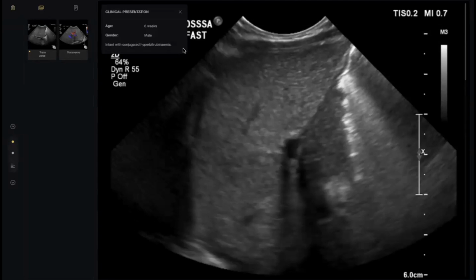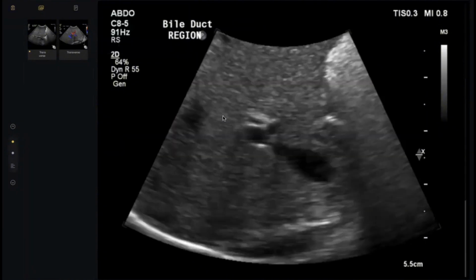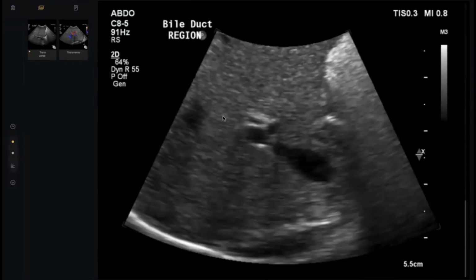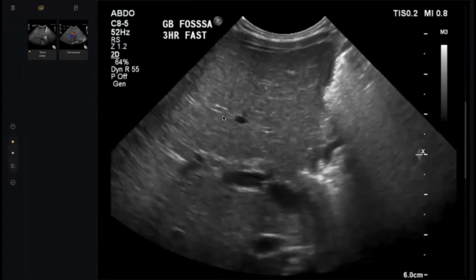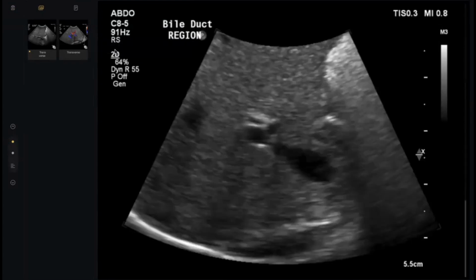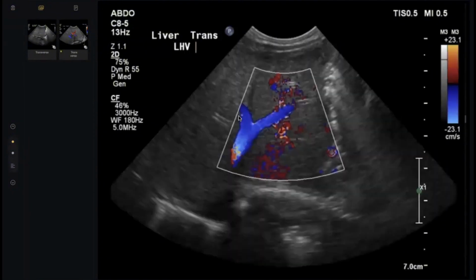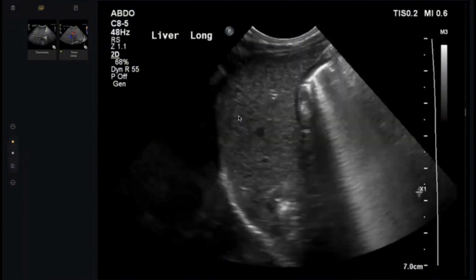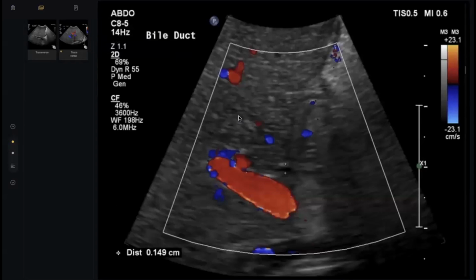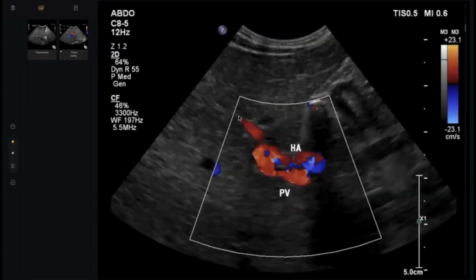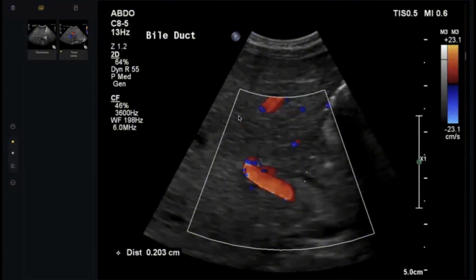A 6-week male patient presented with high bilirubin. I am presented with ultrasound grayscale images of the abdomen of a 6-week-old baby. Here I can see the liver is of normal parenchyma. There is fluid I can see. I think that is the right pleural effusion.